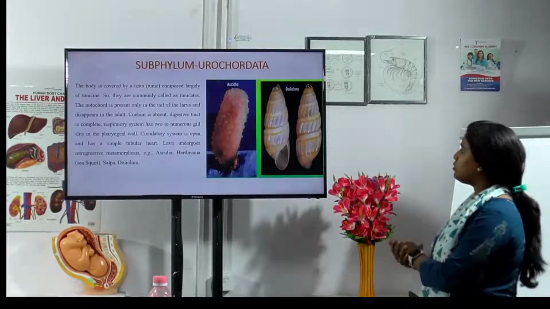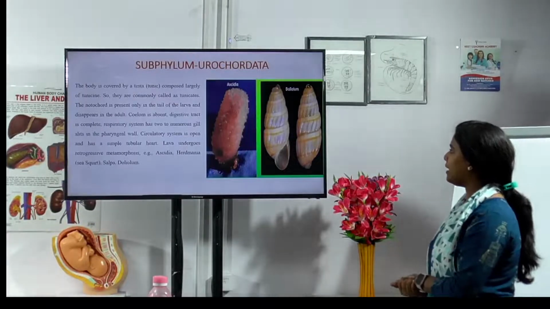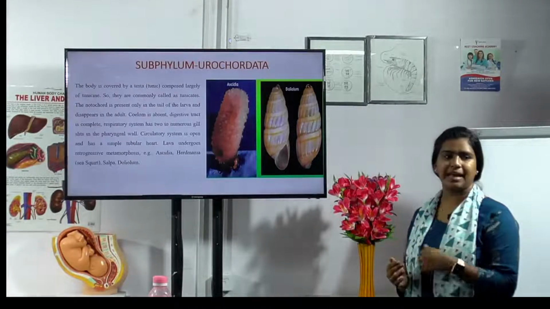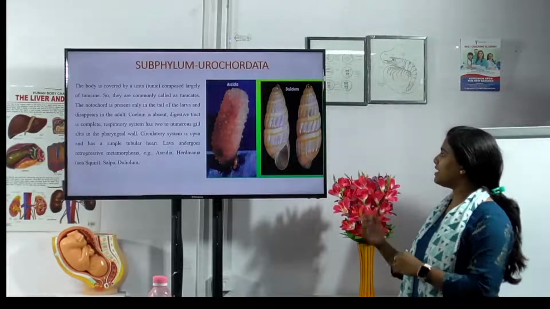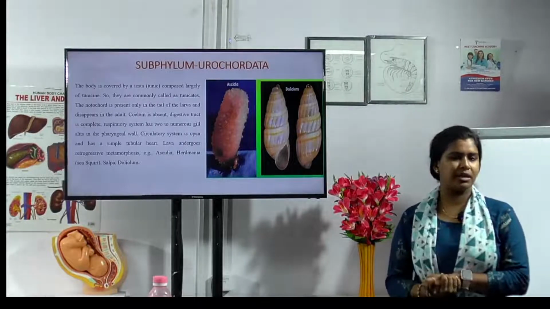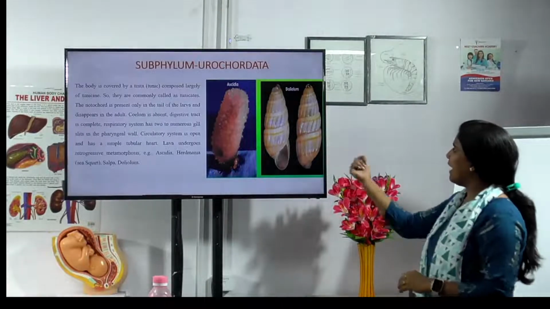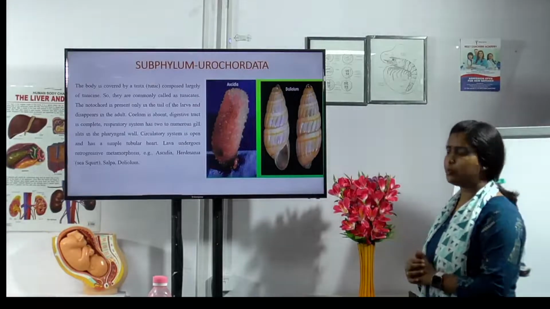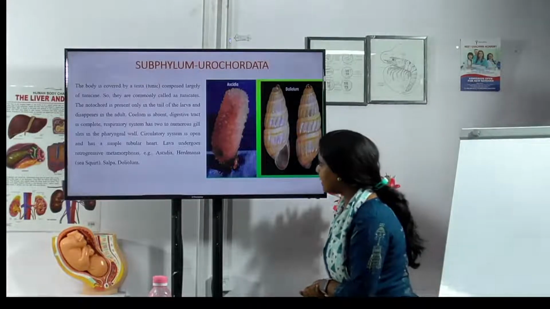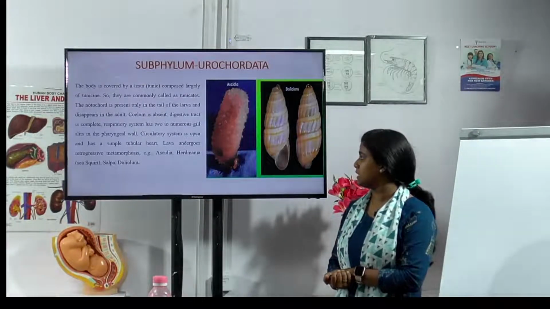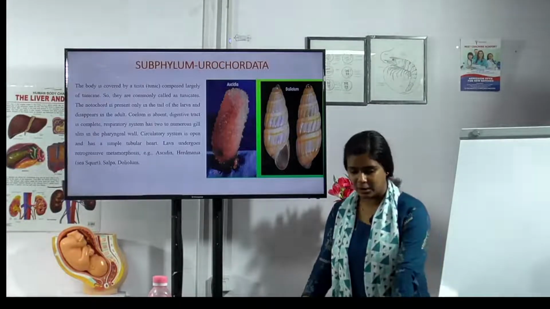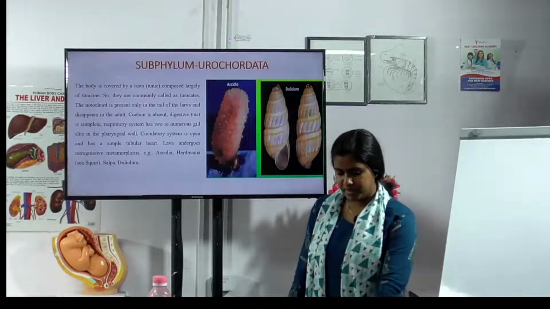The notochord is present only in the tail of the larva and disappears in the adult. Coelom is absent, and the digestive tract is complete. The respiratory system has 2 to numerous gill slits in the pharyngeal wall. So respiration is through the gill slits. The circulatory system is open, which has a simple tubular heart, and the larva undergoes retrogressive metamorphosis. What is that? Retrogressive metamorphosis.